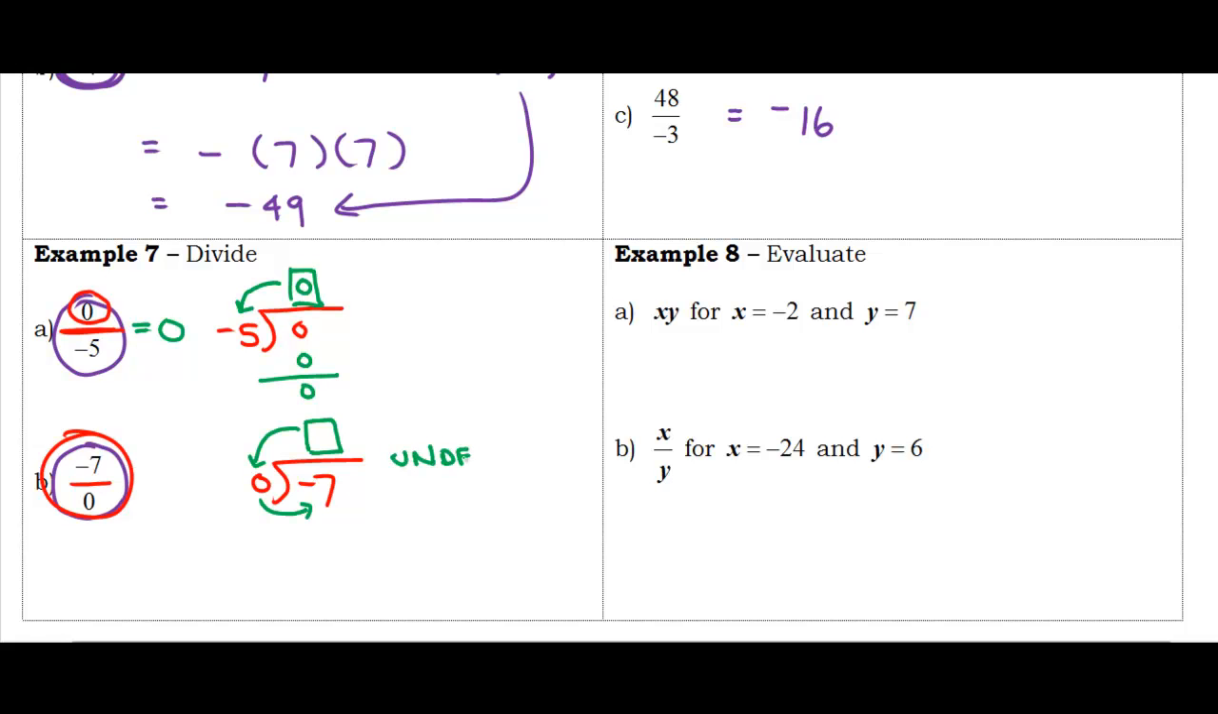You don't have to memorize. If the 0 is on top, it's 0. If the 0 is on the bottom, it's undefined. Which many of you have done in the past your whole life, right? 0 on the top is 0, 0 on the bottom is undefined. You just see it over and over and over, didn't you? Yes. And then you forgot it like 2 hours after that.